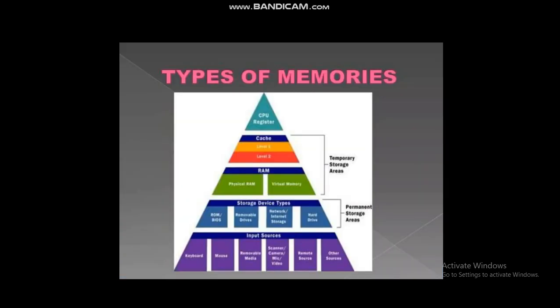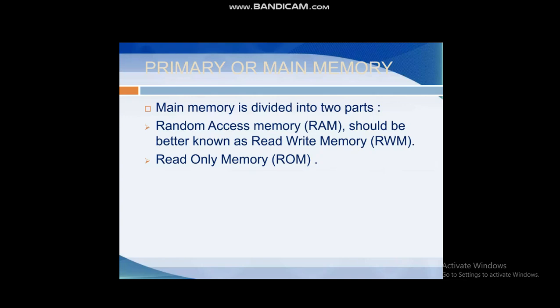Types of memories: CPU register, cache level 1, level 2, RAM, physical RAM, virtual RAM. Storage device types: ROM, removable drives, network storage, hard drive. Input sources: keyboard, mouse, removable media, remote stores, host source, and others.